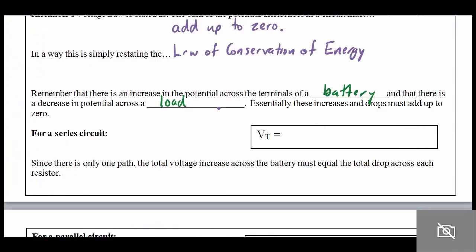So for a series circuit, the total voltage would equal V1 plus V2 plus V3, and so on. Now, since there's only one path for each electron across the circuit, all of those voltage drops, when you add them up, will add up to be the same as the total.